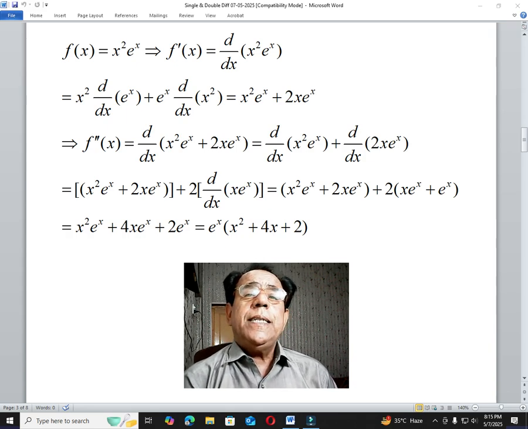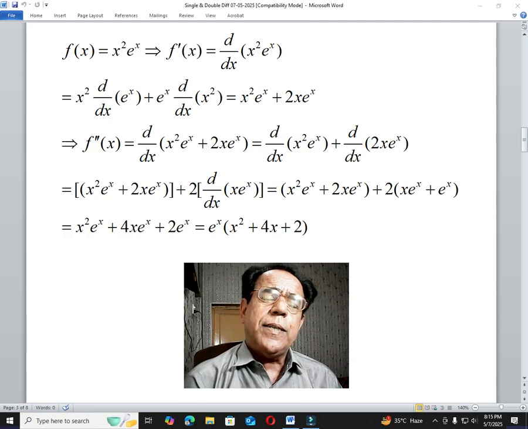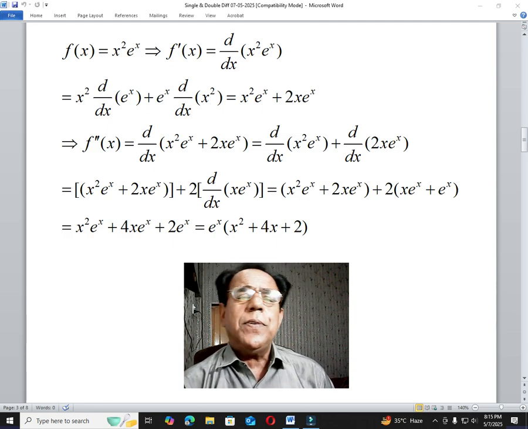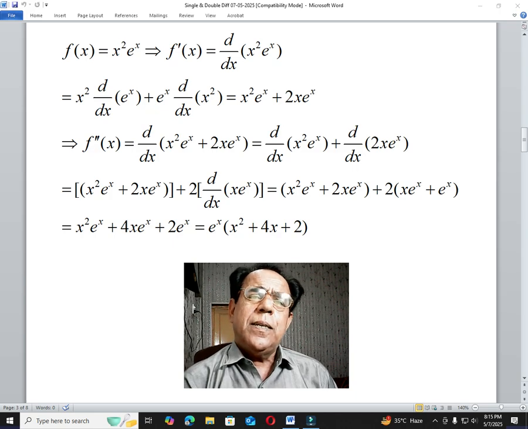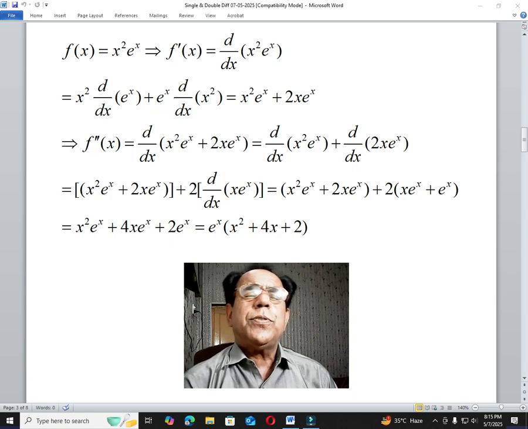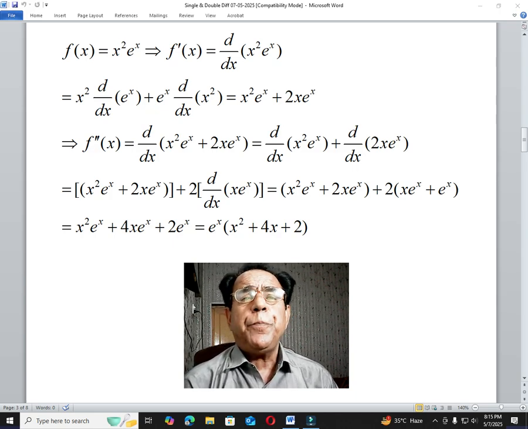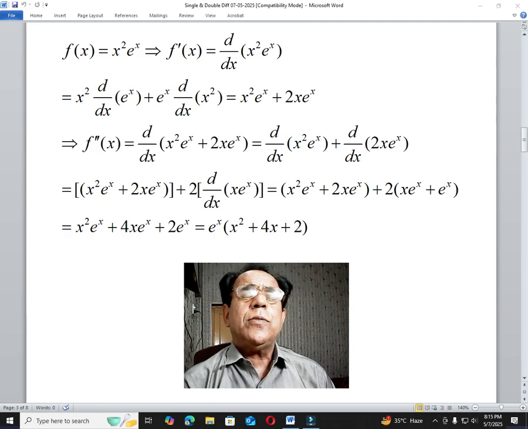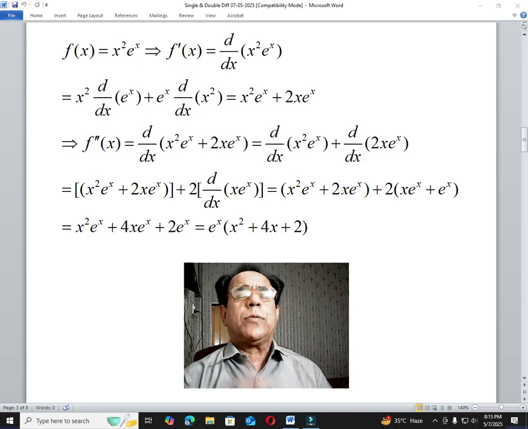And we know that in product rule, one time we keep one function as constant and differentiate the other function, and second time we differentiate the other function and keep the second function as constant, okay. So we have gotten f double dash equal to d over dx x square e^x plus d over dx 2x e raised to the power x, okay.